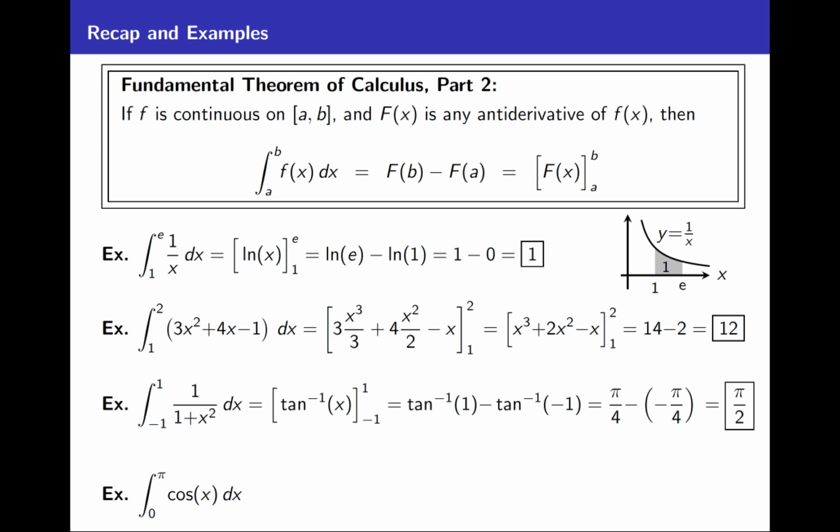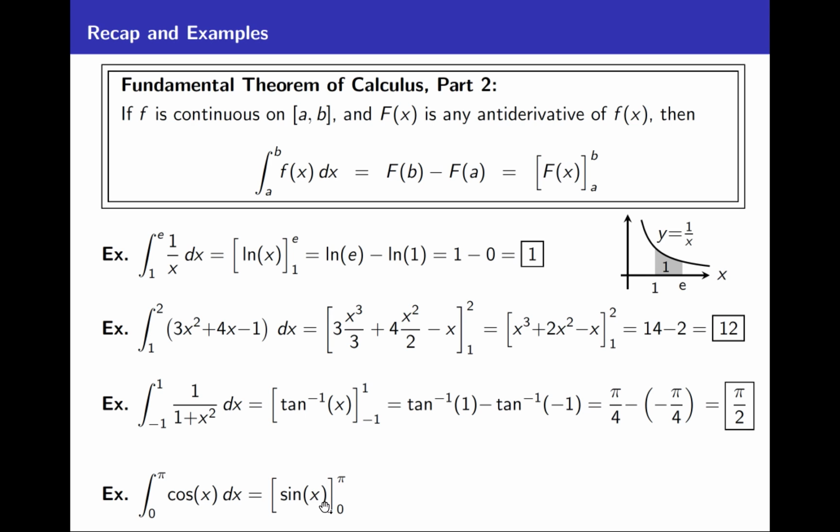Let's try another one. The definite integral from 0 to pi of cosine x dx. Well, the fundamental theorem of calculus part 2 says that this is just going to be an antiderivative of cosine of x from 0 to pi, and an antiderivative of cosine of x is sine of x. Because if you take the derivative of sine of x, you get cosine of x. And remember, we don't need to use the plus c here because we can take any antiderivative. So we just have c equals 0. So instead of sine of x plus c, just sine of x.